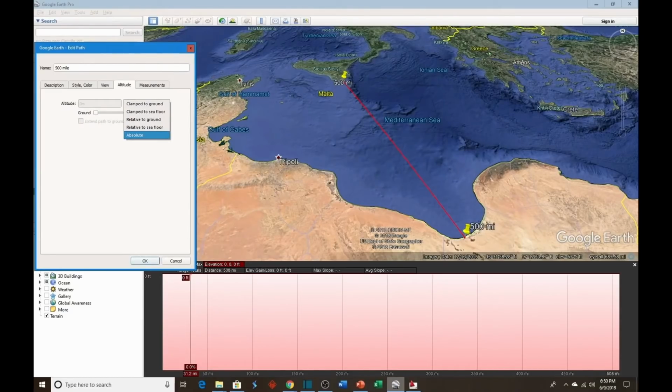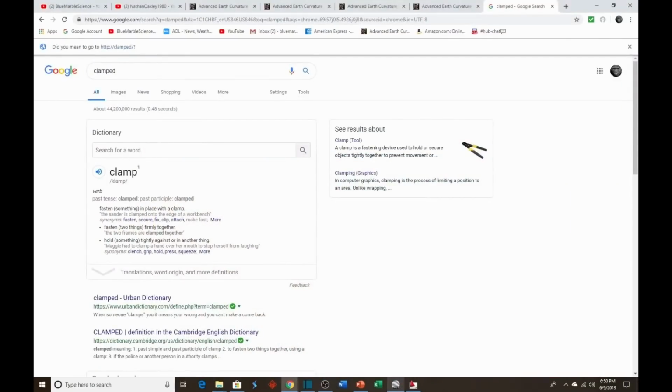Now, I know how you like definitions. So let's get up the definition of clamped. Clamped, past tense. Fasten something in place with a clamp. Synonyms: fasten, secure, fix, clip, attach. Fasten two things firmly together. Hold something tightly against or in another thing. Clamped.